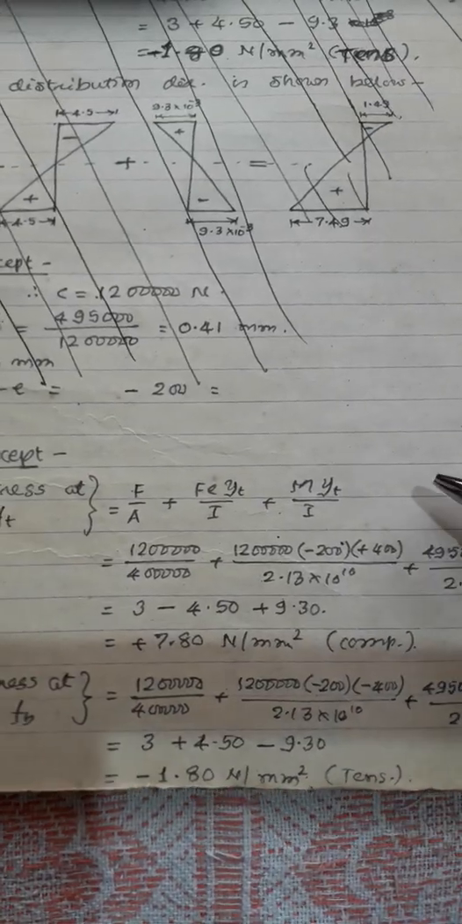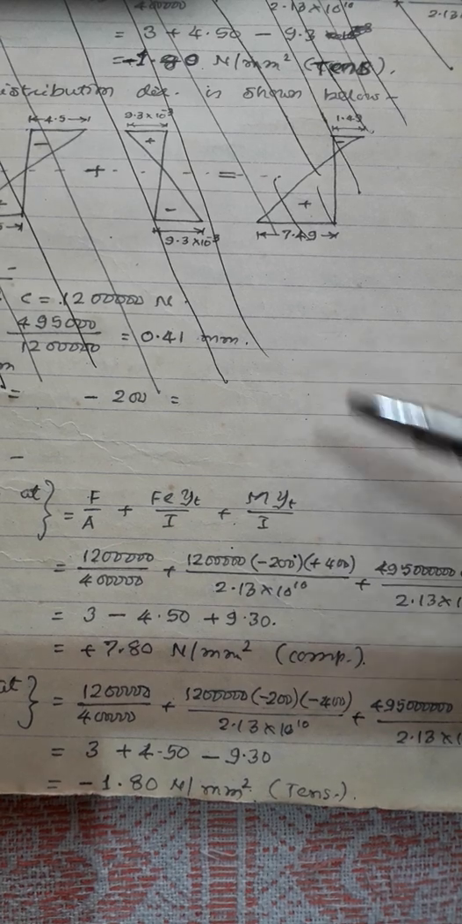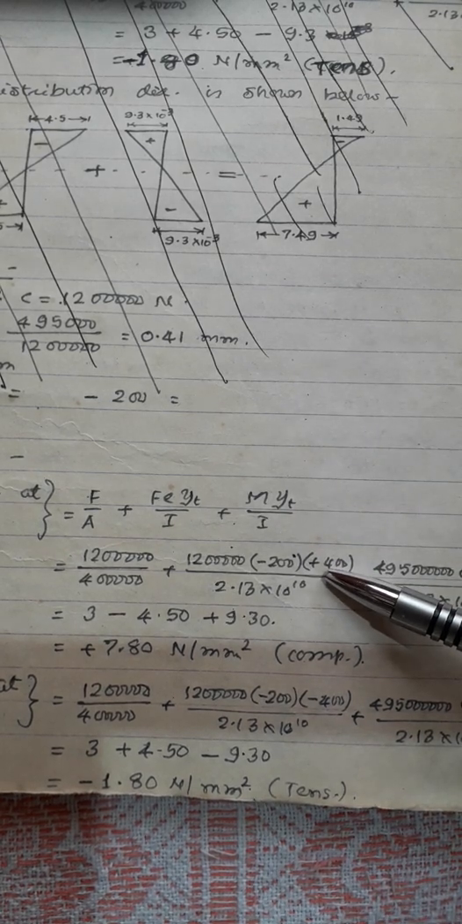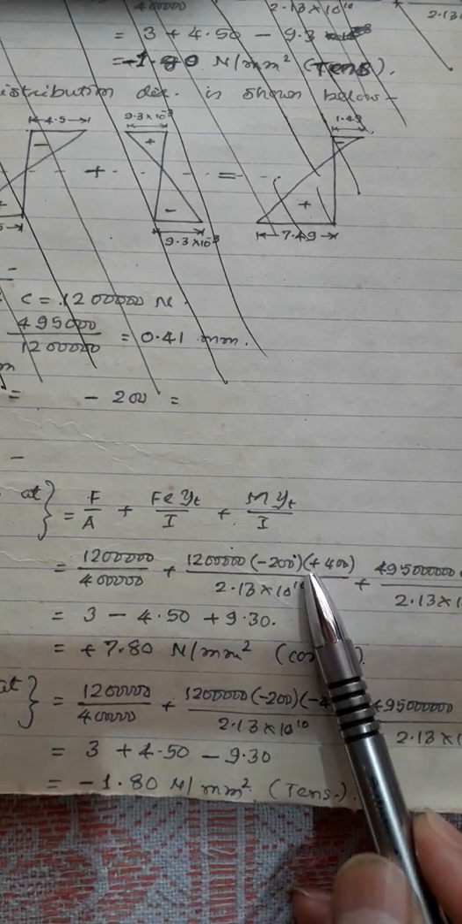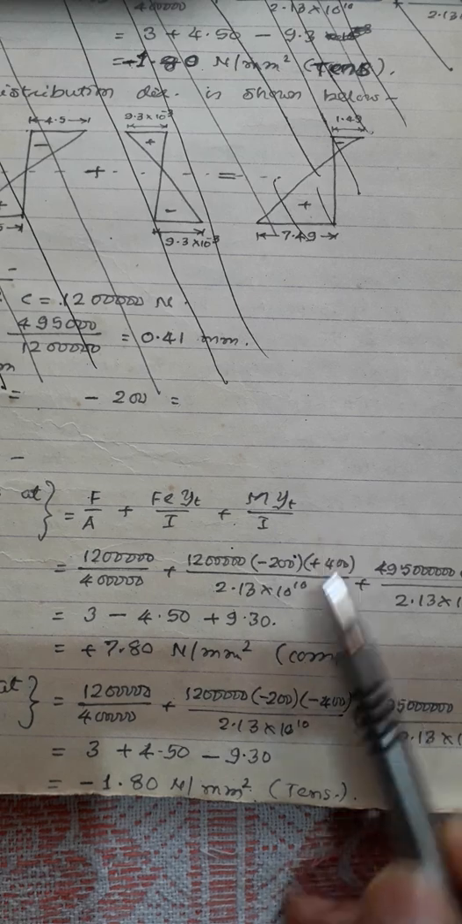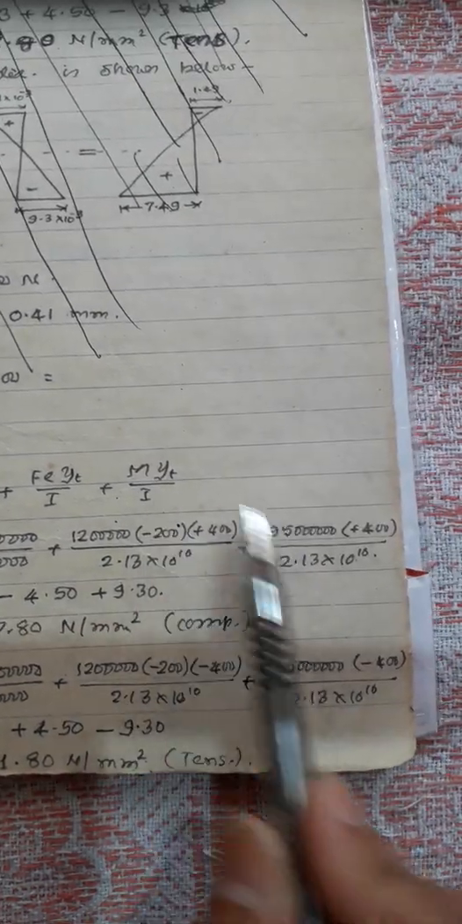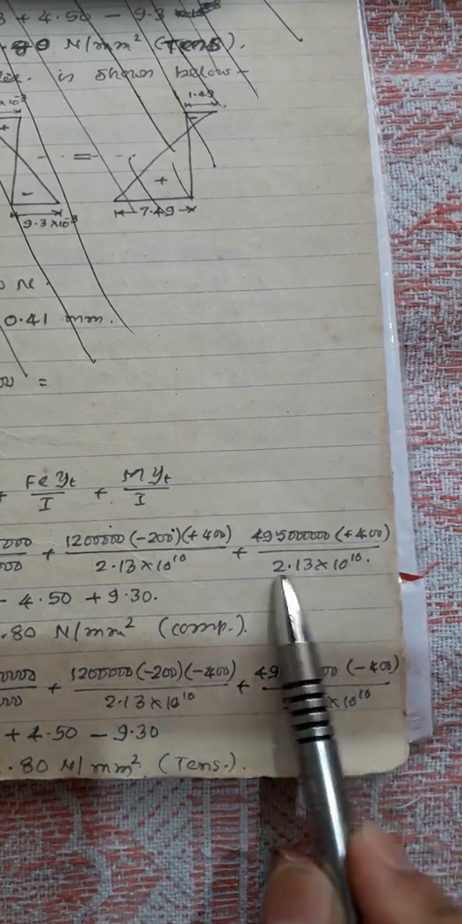200 mm. Now coming to YT, the YT value, since it is above the CGC, it is plus 400. YT is 400 and YB is also 400, but the YT value is now plus 400 because it is above the CGC, divided by the I value I have put, and M also you know. Again YT is plus 400 divided by the I value you have put.